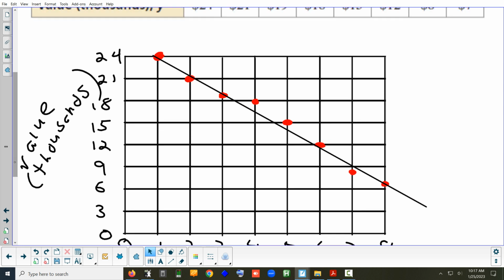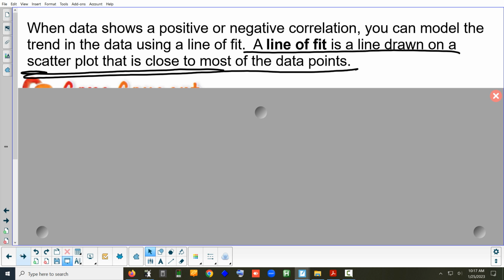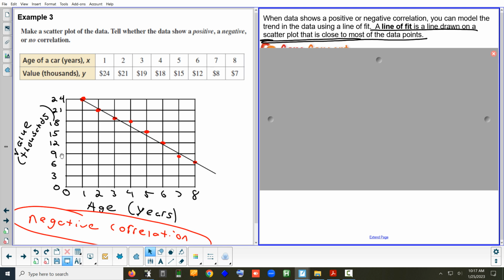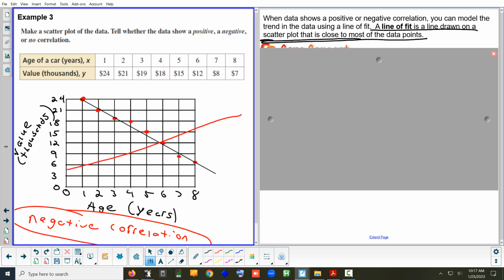This line in black is called a line of fit. A line of fit is a line drawn on your scatter plot that's pretty close to most of the data points. In this case, I would say that's a pretty good line of fit. If I said to you on the test to draw a line of fit for those points and you did something like this, I'd say no. That line isn't anywhere near the points. That's not a good line of fit. But that black one is.